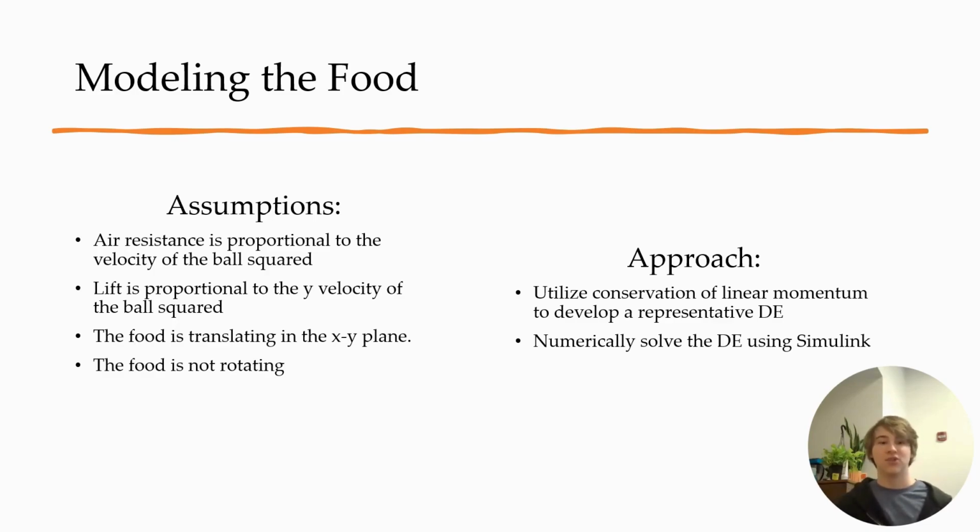A slightly more shaky assumption that we ended up making is we assumed that the food is translating exclusively in the xy plane. This means that the food is not rotating, and we don't have to deal with anything like the Coriolis effect that would turn this into a 3D dynamics problem. Ultimately, we decided to do this just because we thought it would get rid of any unnecessary complexity and make the solution process happen a lot faster for us. To actually go about solving this problem, we decided to utilize the rate form of conservation of linear momentum to develop a representative ODE in the x and y direction. We then would numerically solve that ODE utilizing Simulink.